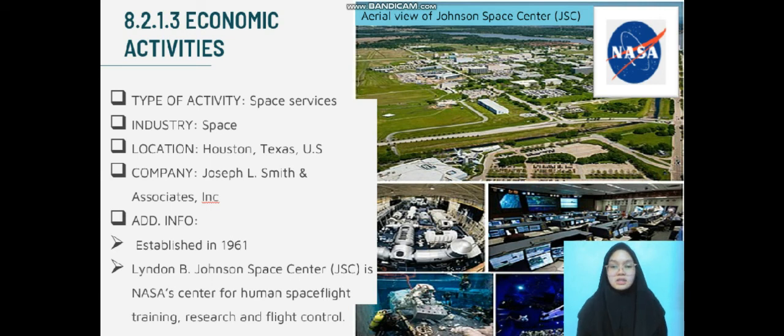The Lyndon B. Johnson Space Center, JSC, is NASA's Center for Human Spaceflight, where human spaceflight training, research, and flight control are conducted. It was built and leased to NASA by Joseph L. Smith and Associates, and it also was renamed in honor of the late U.S. President and Texas native Lyndon B. Johnson by an act of the United States Senate on 19 February 1973.